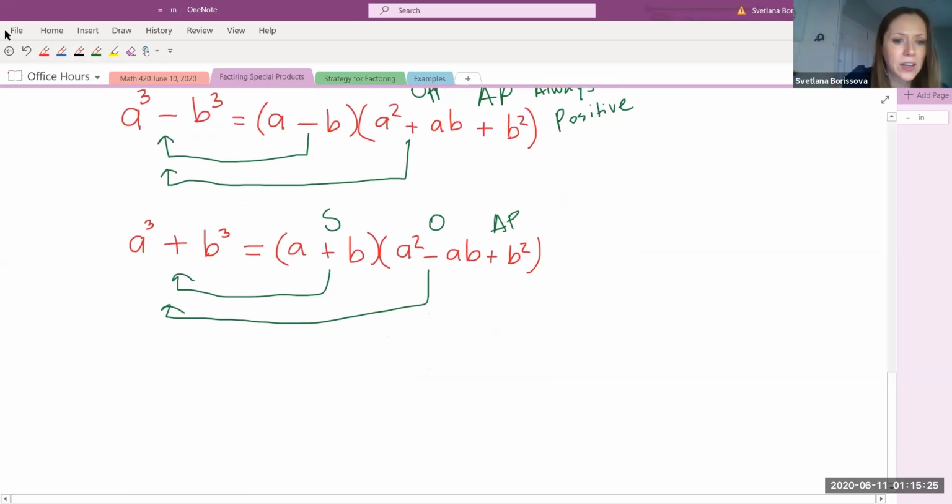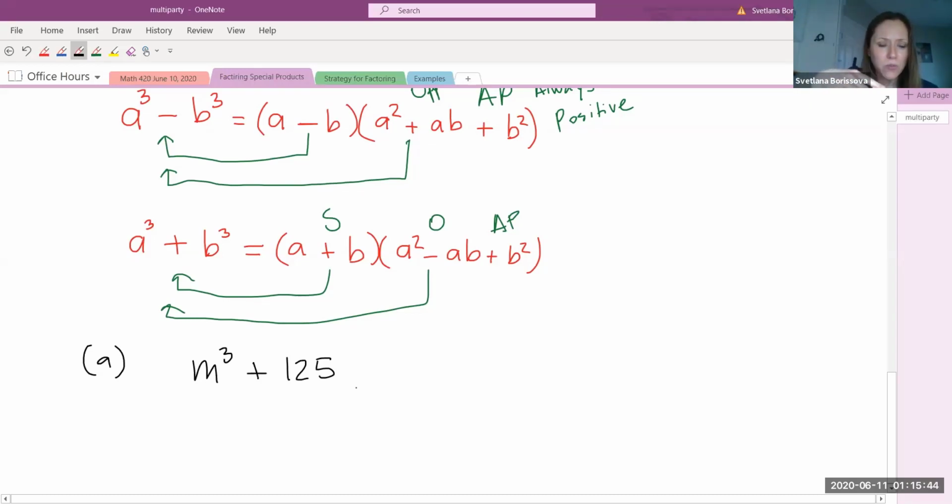So it makes sense. Let's try example A. Let's do m to the third power plus 125. Do I have an expression that qualifies for one of those two formulas? I have to have cubes in both spots. I do have m cubed, but do I have another cube, like 125? 5 cubed, that's right. And you really want to rewrite it like that. Don't skip the step. So write m cubed plus 5 cubed.